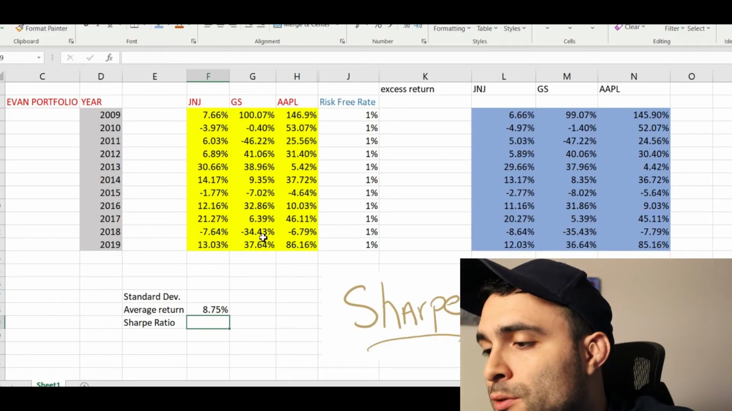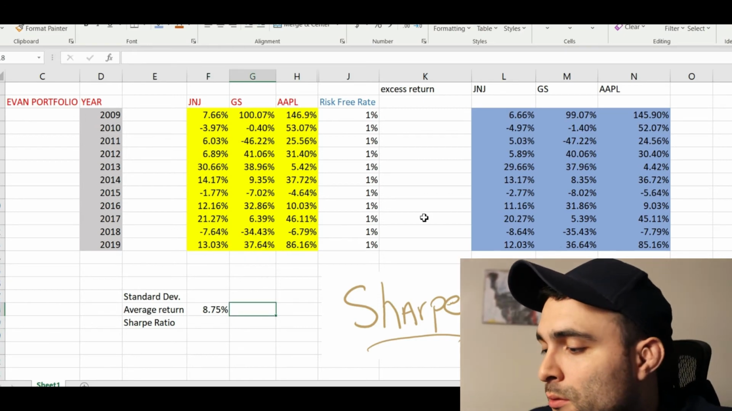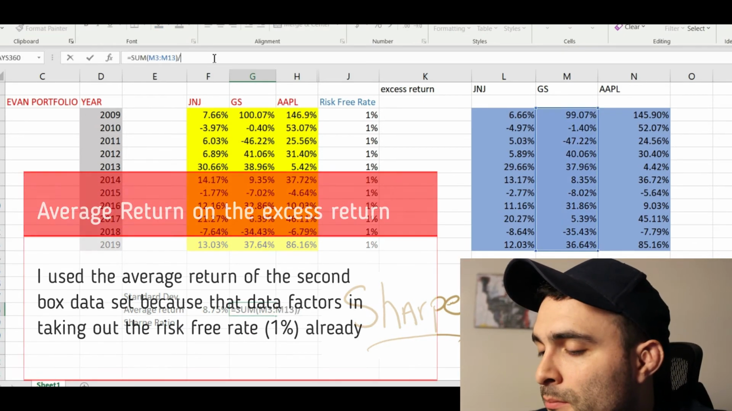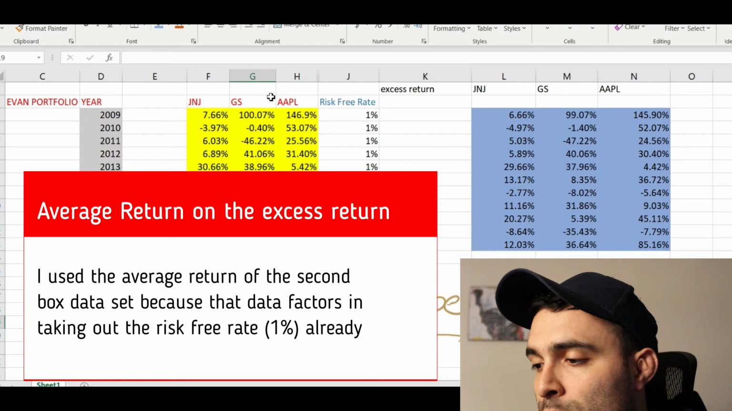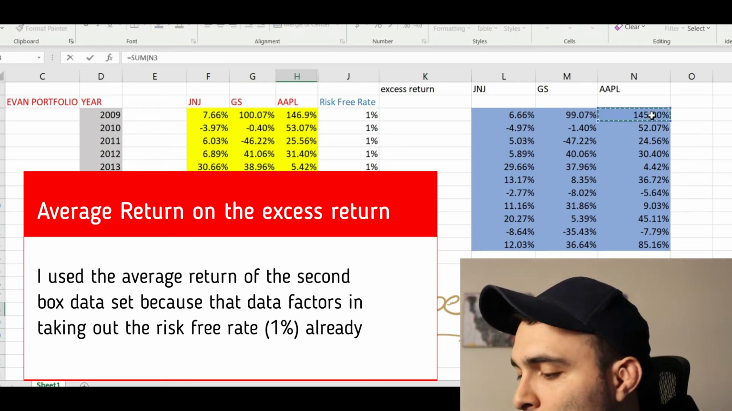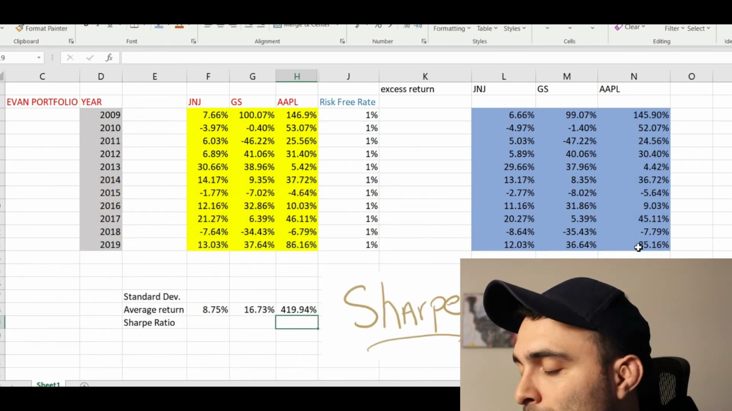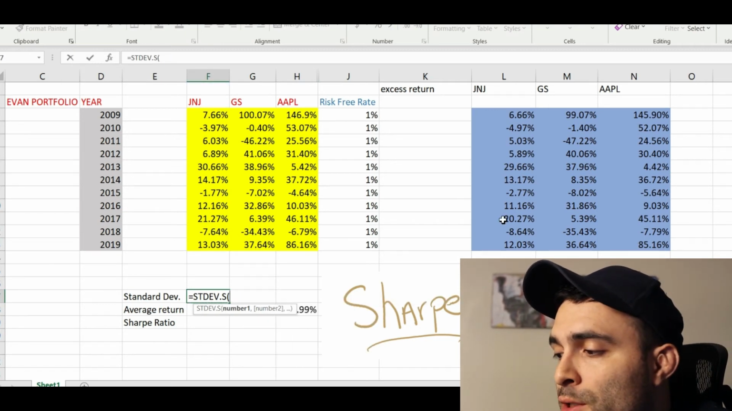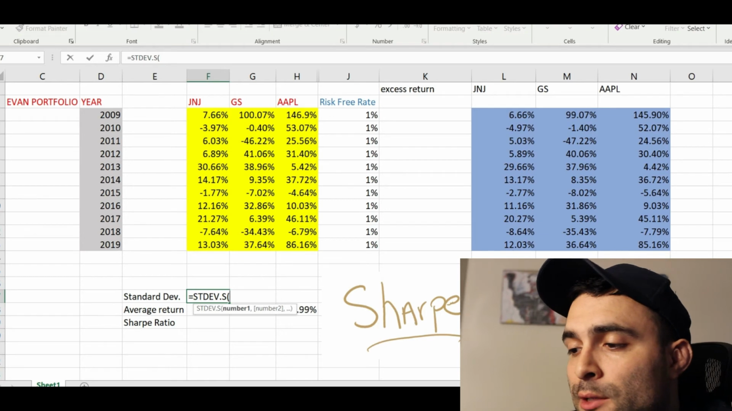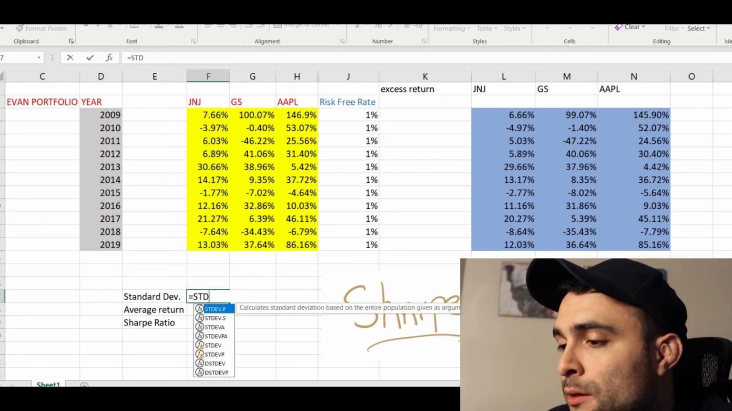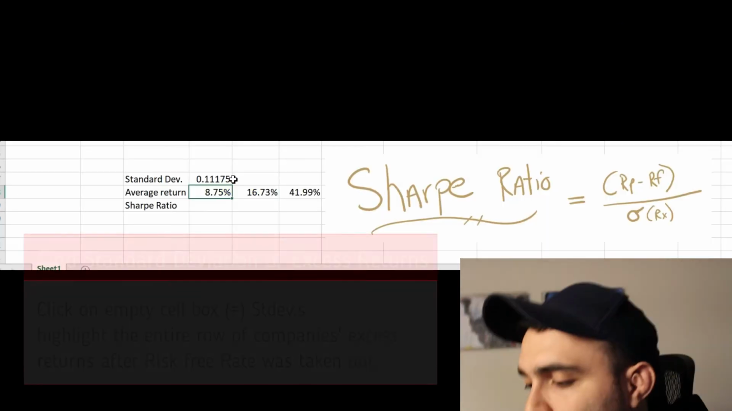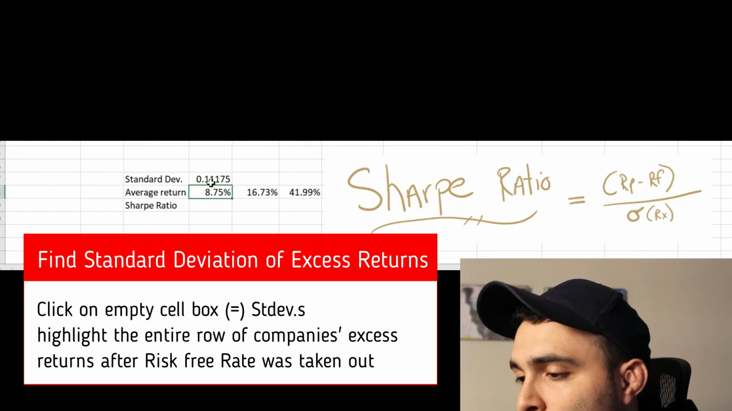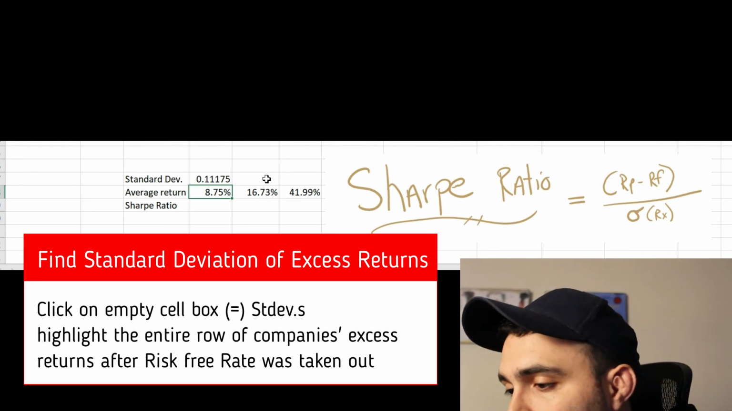So we're going to take these average returns out, and we're going to do it with the sum of this one, because this one is factoring in taking out the risk-free rate. You have your average return, you have your risk-free rate, which we already factored in the average return. Now you want to find standard deviation. So you want to find the standard deviation of each of these.